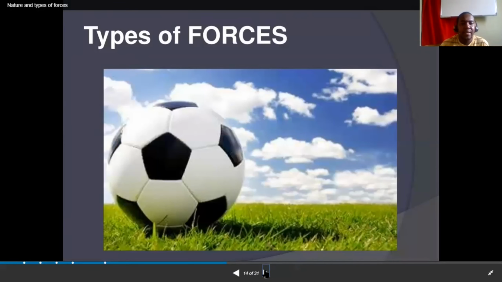All right, so now let's look at types of forces, right? So all the forces that we know are actually grouped into two categories. Anyone knows those two categories that we group types of forces under? Kinetic and potential. No, that's something else. Contact and non-contact. Great.